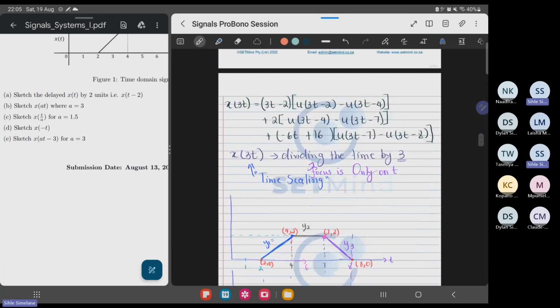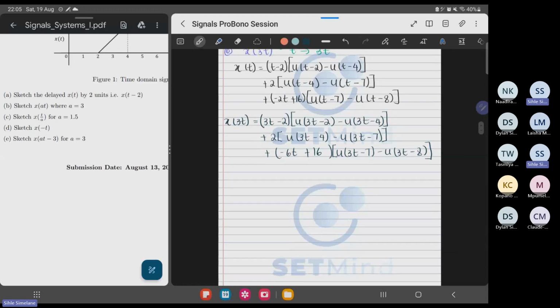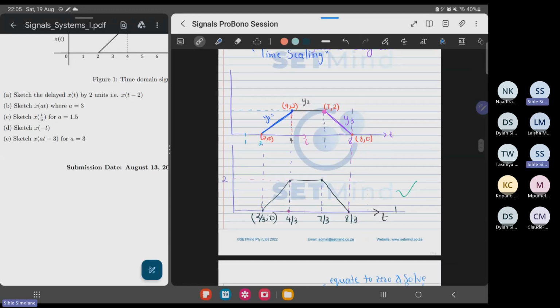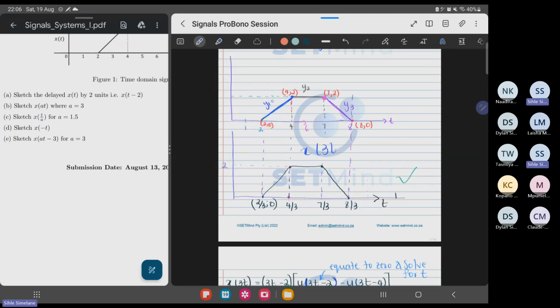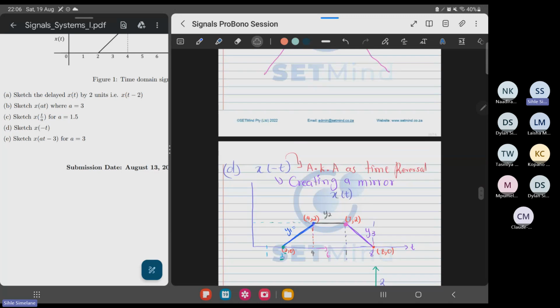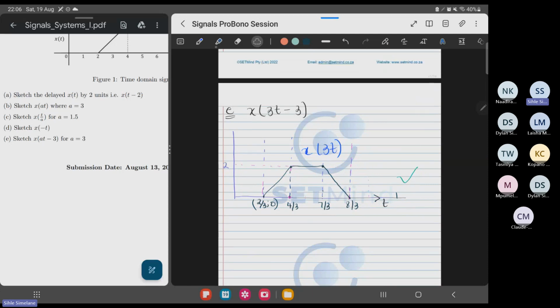Let's go up. Where is that? That's x of 3t. I want the sketch. There you go. Let me not forget to say this is x of 3t. So let's copy that function for the graph of x of 3t, and then we just paste it here. Because we already have 3t, we just need to shift it by 3 units to the right.